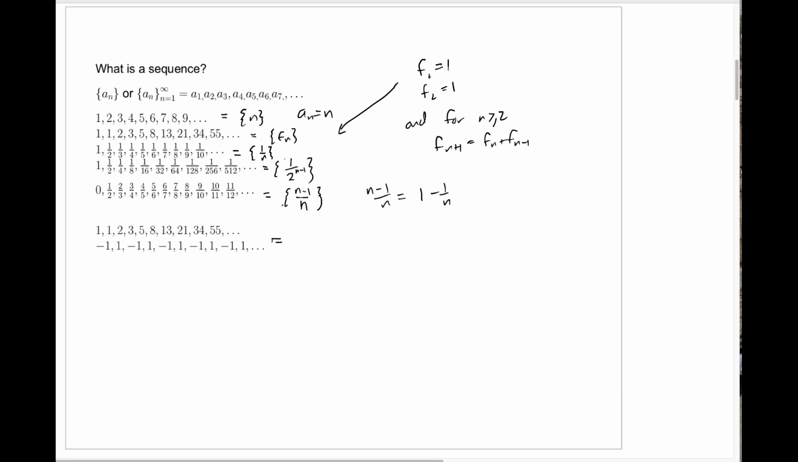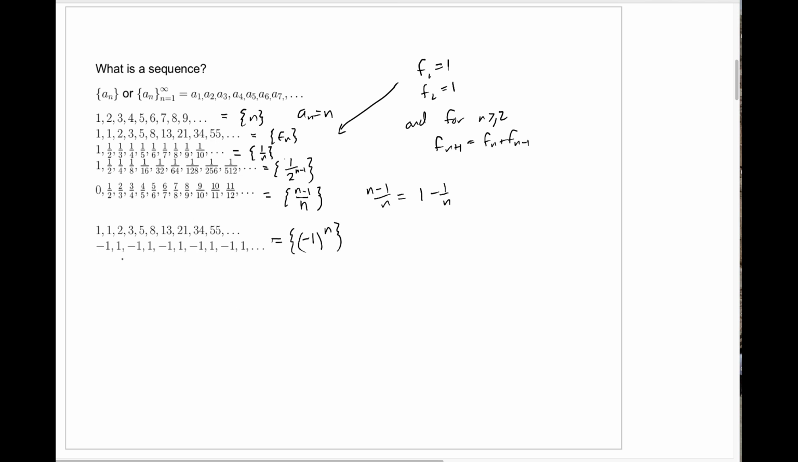Well, each time you multiply the previous one by minus 1. So you switch from minus 1 to plus 1, etc. If I just take minus 1 and raise it to the nth power, you see when n equals 1, we have minus 1. When n equals 2, we have 1. When n equals 3, it's minus 1, etc. So this would be the sequence, (-1)^n.